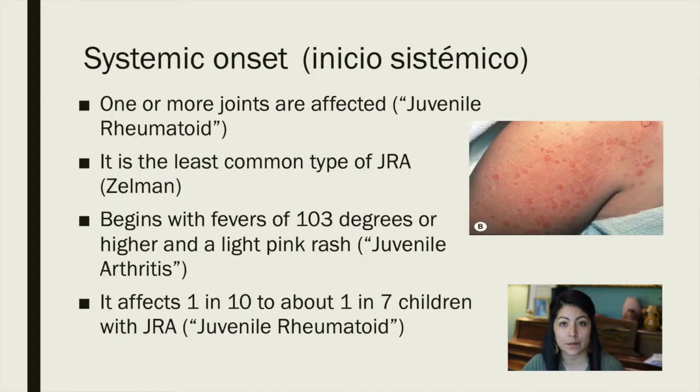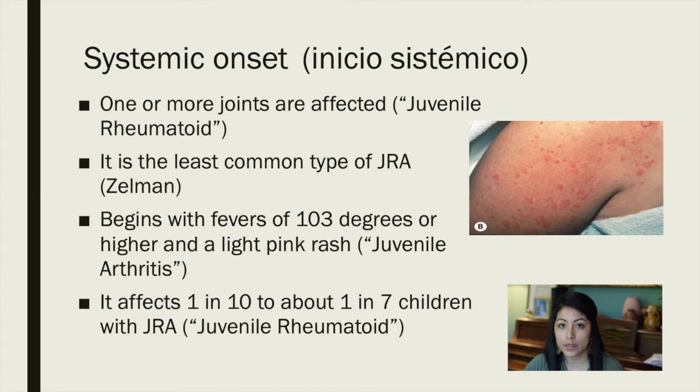Then we have systemic onset. 1 or more joints are affected here. It is the least common type of JRA, and it actually begins with spiked fevers of 103 degrees and skin rashes that are quite noticeable on the child's skin. It affects between 10 and 20% of children with JRA.